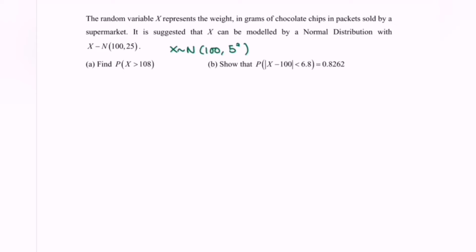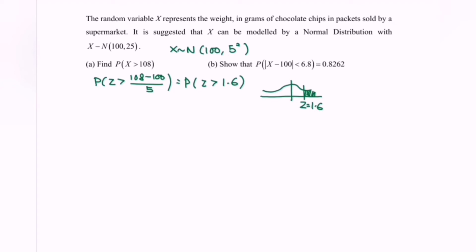So step number 1 is to standardize the situation. The probability that z is greater than (108 minus 100) over 5. Simplify the situation: the probability that z is greater than 1.6. So here we have the diagram. Locate z, which is 1.6, then shade the region. By referring to the table, the probability that z is greater than 1.6 is 0.0548. That is the probability that x is greater than 108.